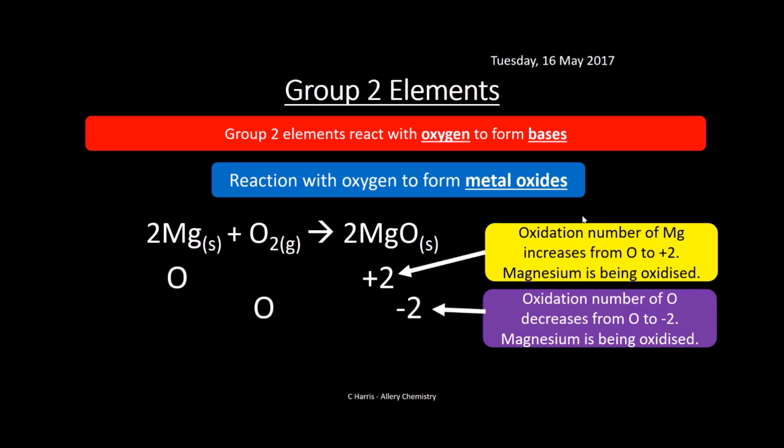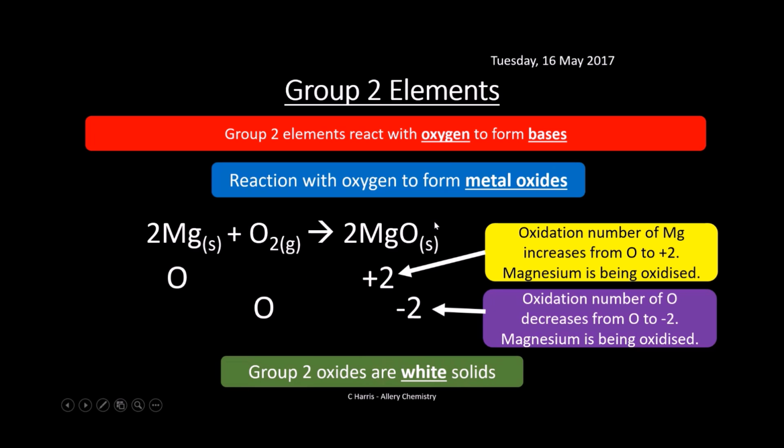Now your oxygen is being reduced. It's going from an element, which is 0, to -2 because it's combined. So we've got oxygen being reduced and magnesium being oxidized. So this is a redox reaction. Okay. Group 2 oxides are all white solids. Magnesium oxide you're probably more familiar with. You'll get this white powder that's produced after you've burnt your magnesium ribbon.